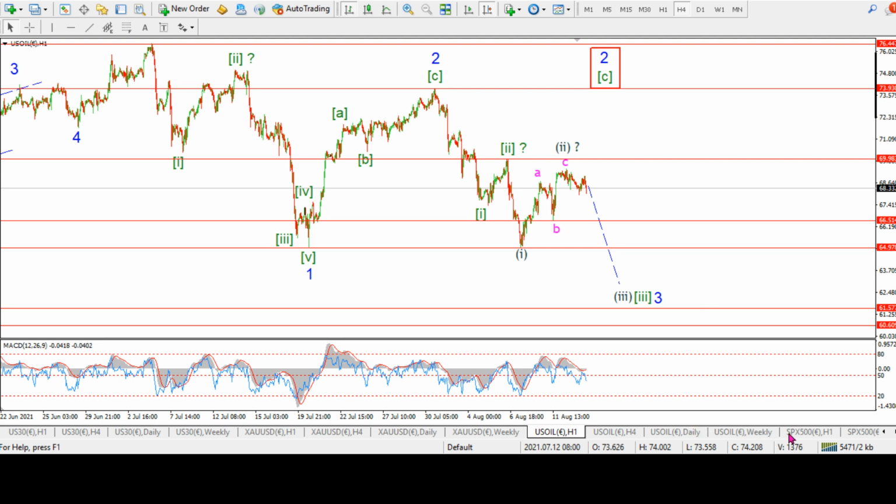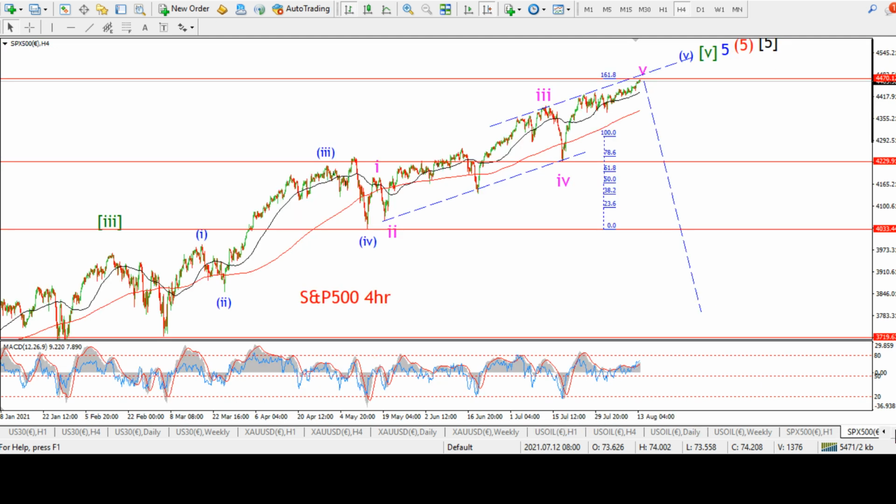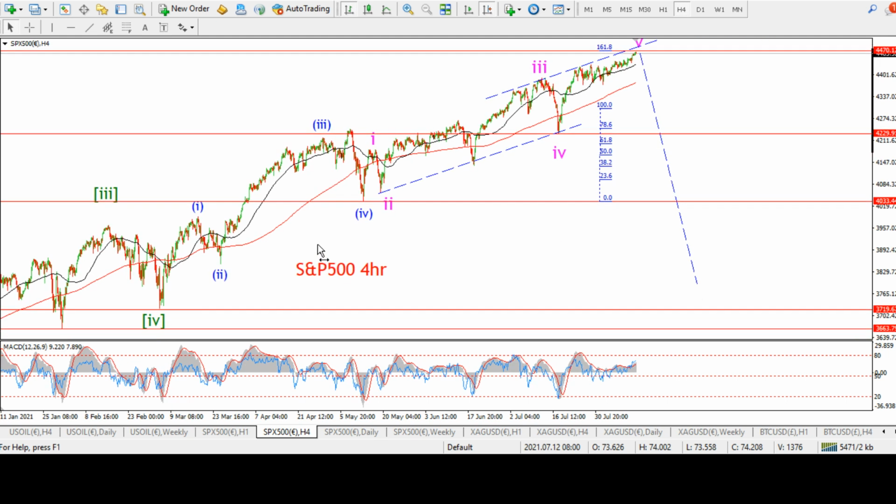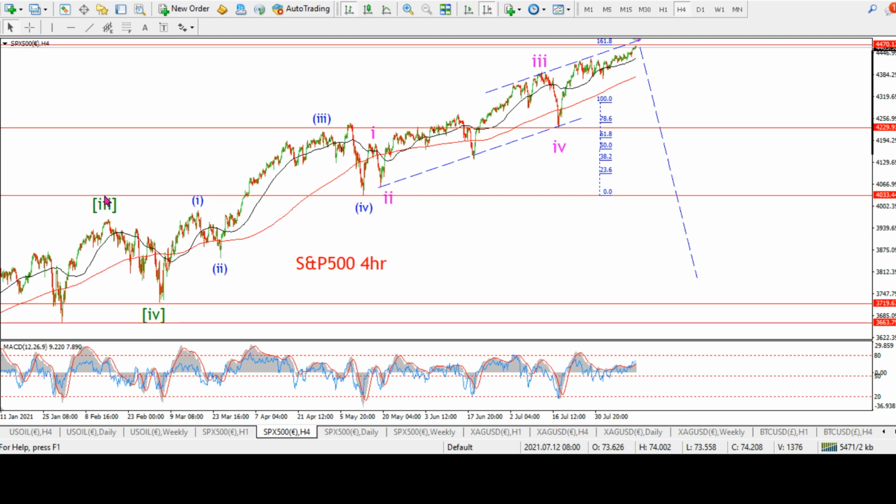Okay, let's move on to the S&P. You can see here a very interesting projection on the 4-hour count. You can see wave 3 and 4 marked the February and March lows. So February high and March lows. Off the March lows this year, we've had this very long, drawn-out rally, about 800 points or so.